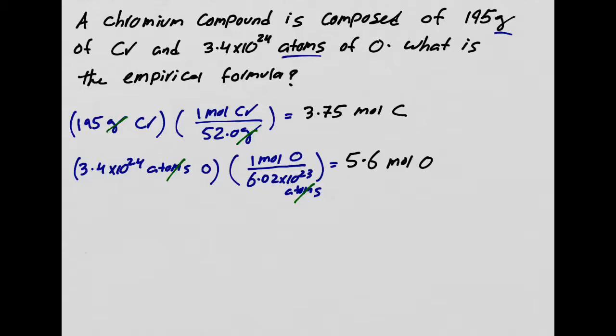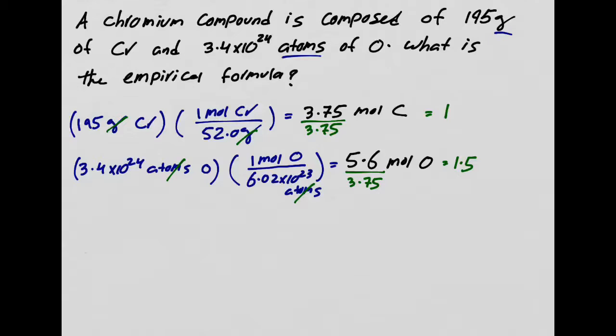Here's the problem. Now what do I need to do? I need to divide by the smallest number of moles, which is 3.75. 3.75 divided by 3.75 gives me 1 over here, and I end up getting 1.5 over here. What's the problem? The problem is that these are not a whole number ratio. 1 is, but this one, 1.5, is not a whole number ratio.